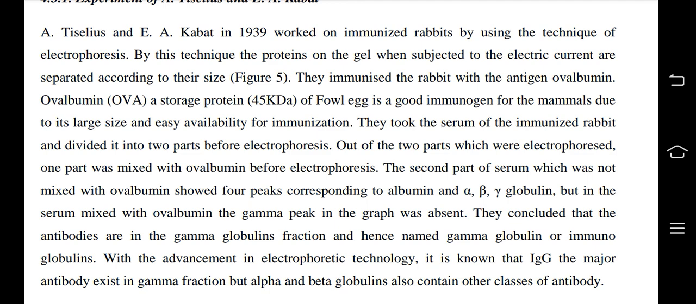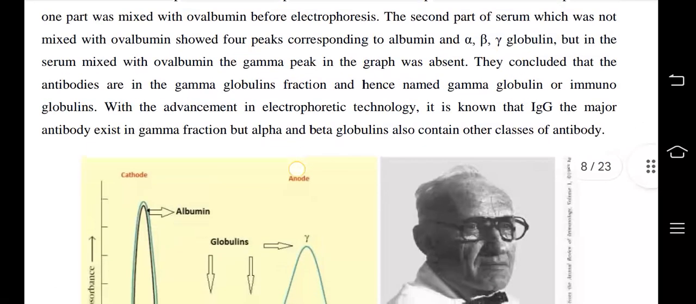The second part of serum, which was not mixed with ovalbumin, showed 4 peaks corresponding to albumin and alpha, beta, gamma globulin. But in the serum mixed with ovalbumin, the gamma peak in the graph was absent. They concluded that the antibodies are in the gamma globulin fraction and hence named them gamma globulin or immunoglobulins. With the advancement in electrophoretic technology, it is known that IgG, the major antibody, exists in the gamma fraction, but alpha and beta globulins also contain other classes of antibody.